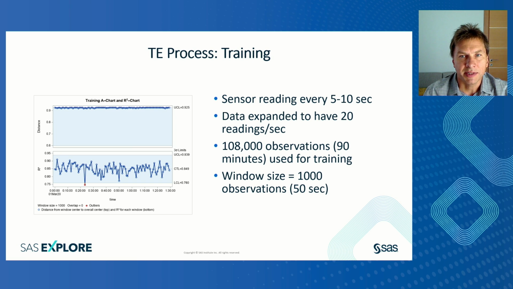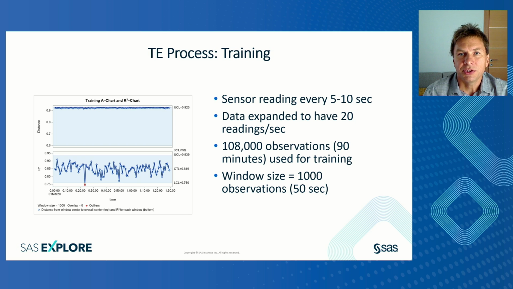108,000 observations, or 90 minutes of stable data, were used for training. The window size is set to 1000, or 50 seconds, and this is pretty much the only parameter that you have to set. The training determines the center and the control limits for both charts, and these results are later used for monitoring.